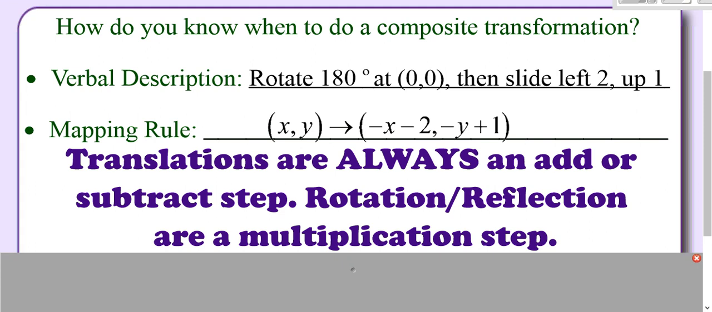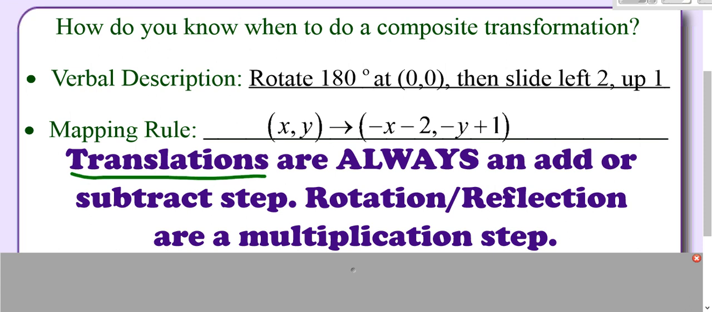The key to this, though, is that whenever you see plus or minus numbers at the back, that tells you a translation, because translations are always the add or subtract part. So slide left 2, that's why there's the -2. Up 1, that's why there's a +1. That comes from the translation.